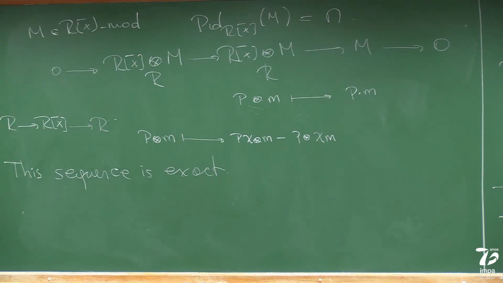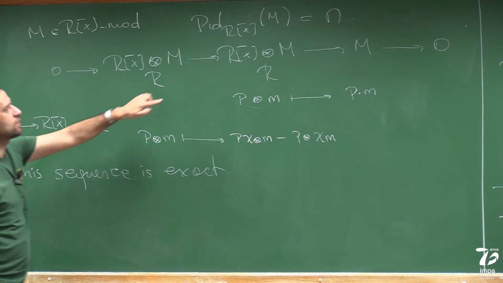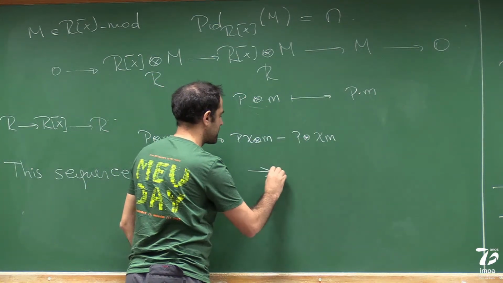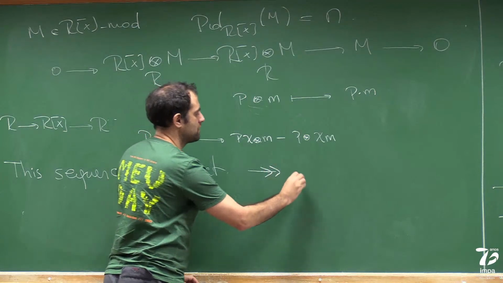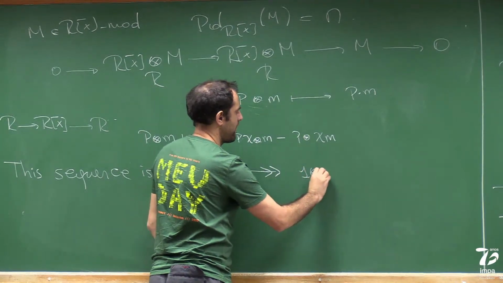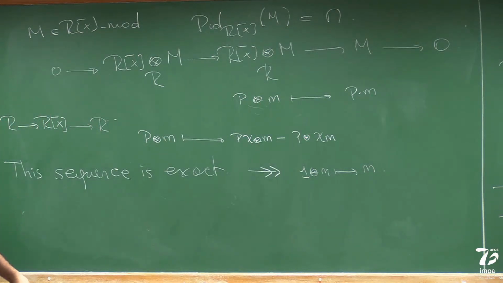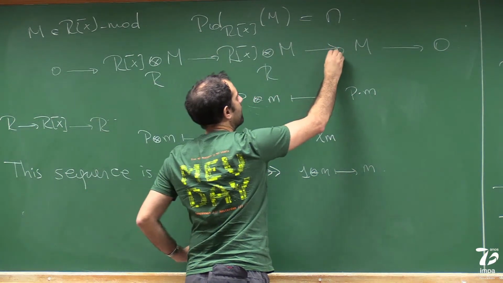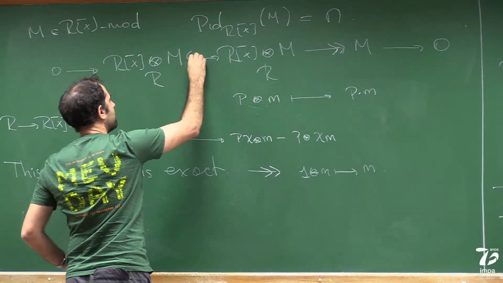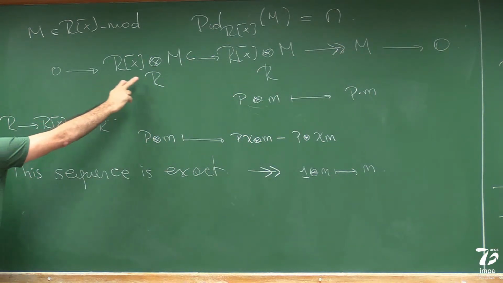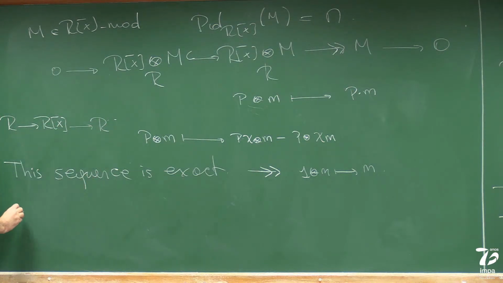Okay. The fact that this is surjective is obvious. The last surjection is obvious because one tensor m maps to m. The injection, so this is surjective. This is injective, and this is also obvious because any element here, right?